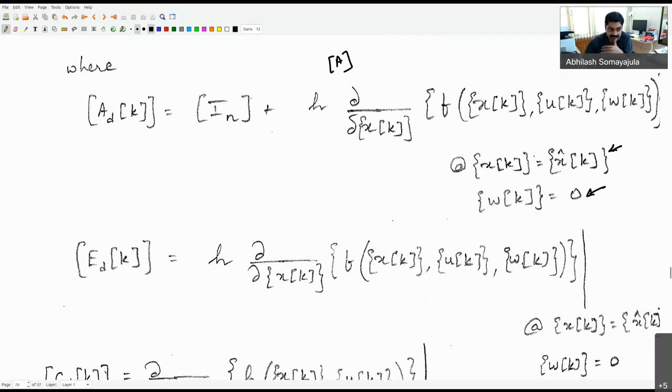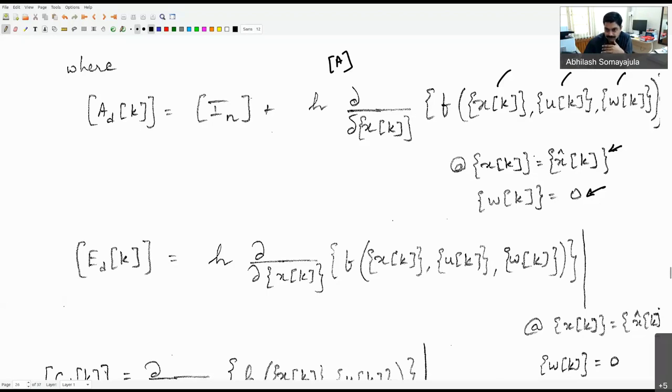Because this function f is a function of all three quantities, correct? But I'm evaluating it when x is equal to x hat, which is the value that I know about, and w is equal to zero. Everybody with me so far? If there is any question, or something you want explained again, let me know now so that we can cover it before I go to the next step.